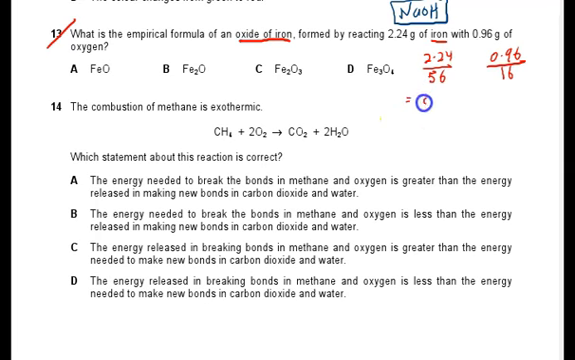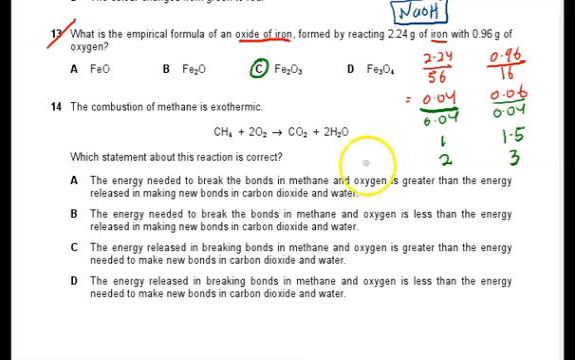Here we are getting 0.04, and on the other hand here is 0.06. So we can simplify by dividing further with the smallest mole. Here you'll be getting 1 and 1.5. So we multiply with 2. Here you'll be getting 2 and 3. Okay, so the iron is 2 and the oxygen is 3, which gives you the answer C.